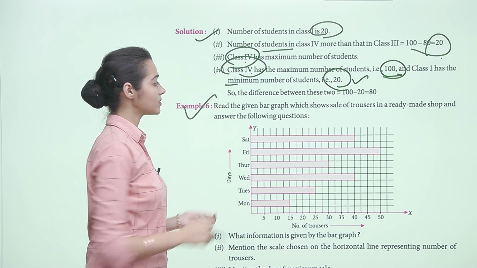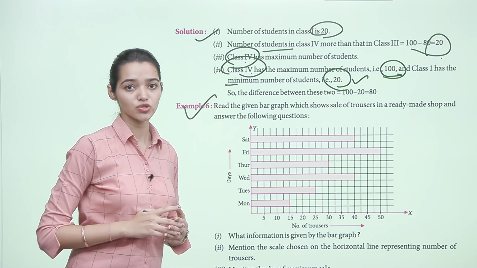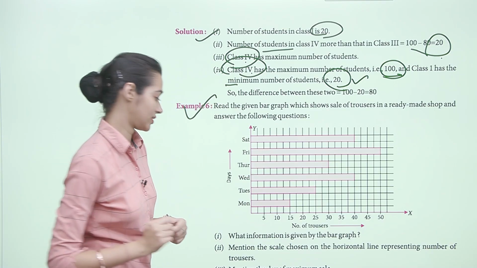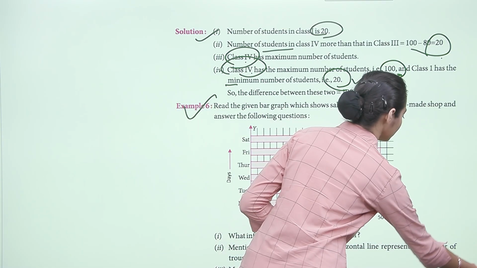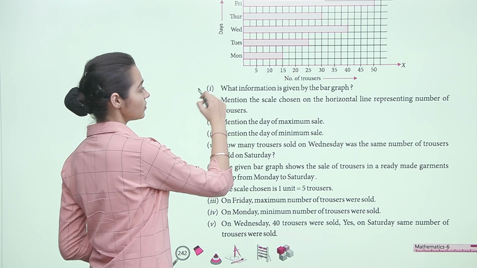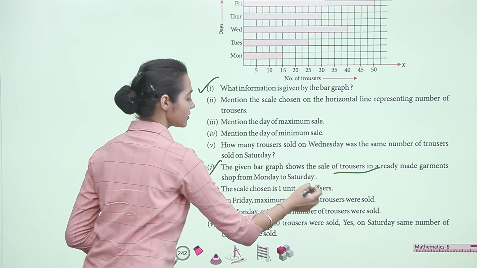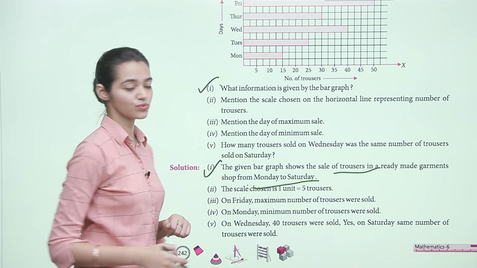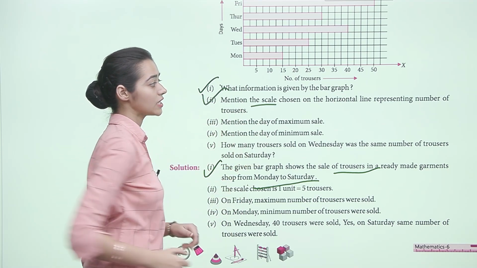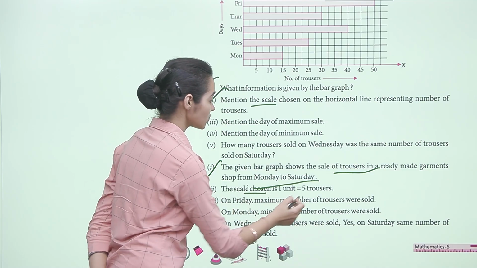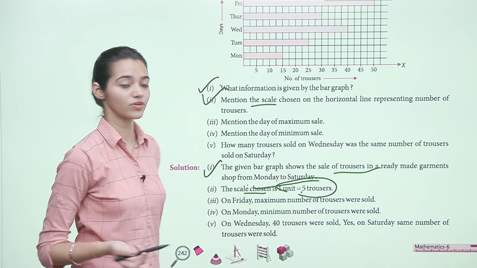Now here is our example number 6. We have to read the following bar graph which shows the number of trousers sold in a ready-made shop and answer the following questions. Now first, what information is given by the bar graph? It shows the sale of trousers in a ready-made shop from Monday to Saturday. We have to mention the scale chosen on the horizontal line representing the number of trousers, that is, the scale chosen is 1 unit equals 5 trousers.